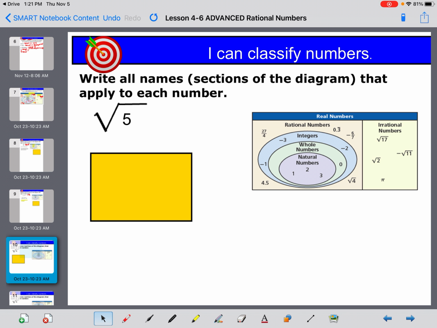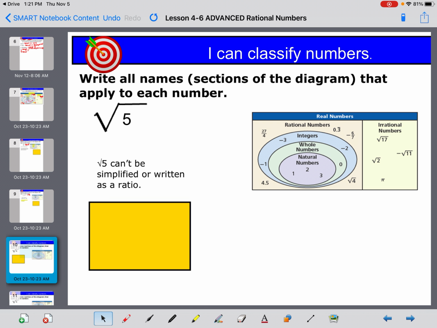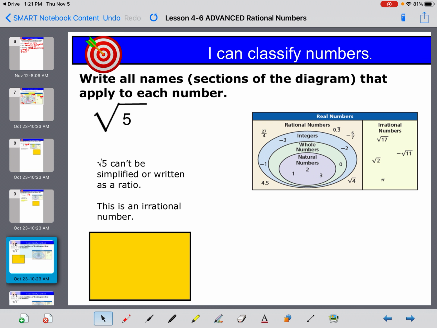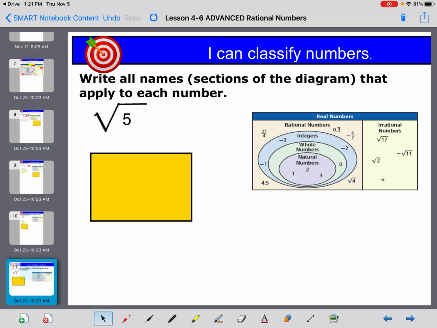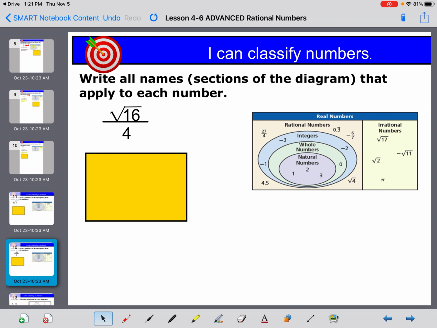The square root of 5. Is there a number that when you multiply it by itself, not multiply by 2, but multiply by itself, that gives you 5? No, there isn't. It cannot be simplified or written as a ratio, and so this is an irrational number. That falls in this category on the right. Okay, what about this? Oops, did I get the same one in there twice? I think I did. Sorry about that.